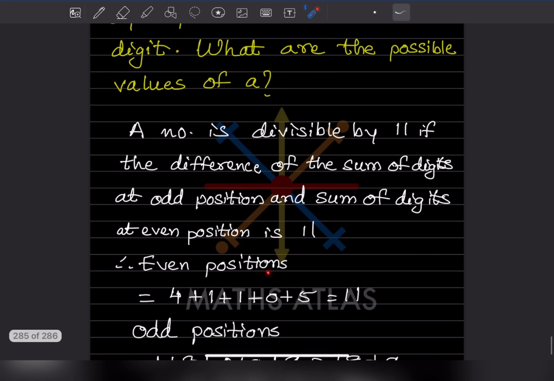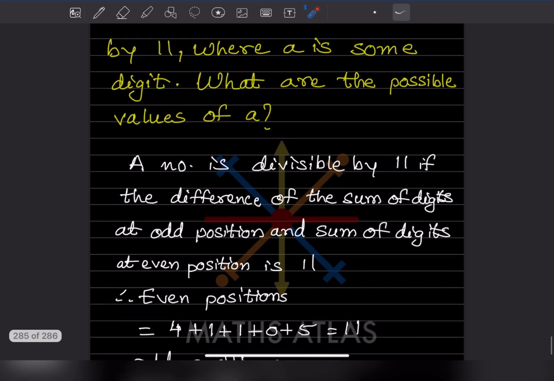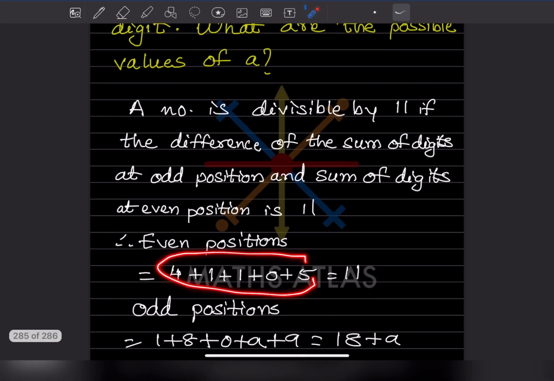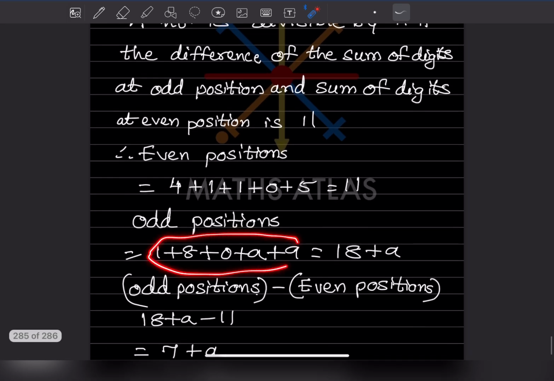So what are the odd positions here? We can take even first or odd first. We'll take even first: 4, 1. These are the even positions. Second position, 4, 6, 8, and this is the 10th one. When you add all these, you get 11. And for the odd ones, you add these all. When you add them all, you get 18 plus A.